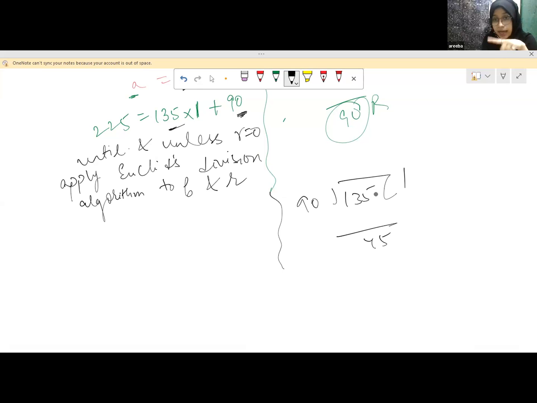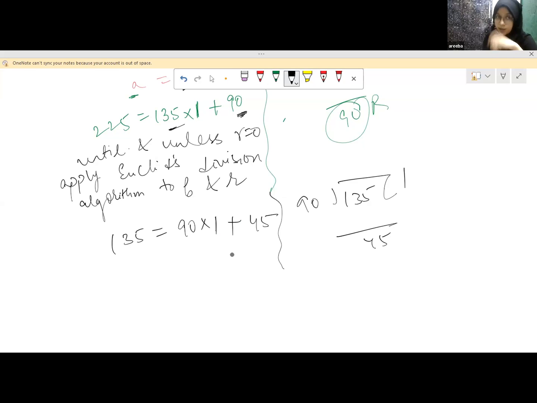But now try arranging this in A is equal to BQ plus R form. Who will be A? 135. Excellent. And who's going to be B? 90. Multiplied by what is Q? Multiplied by 1. Plus what is R? Plus 45. Very good.